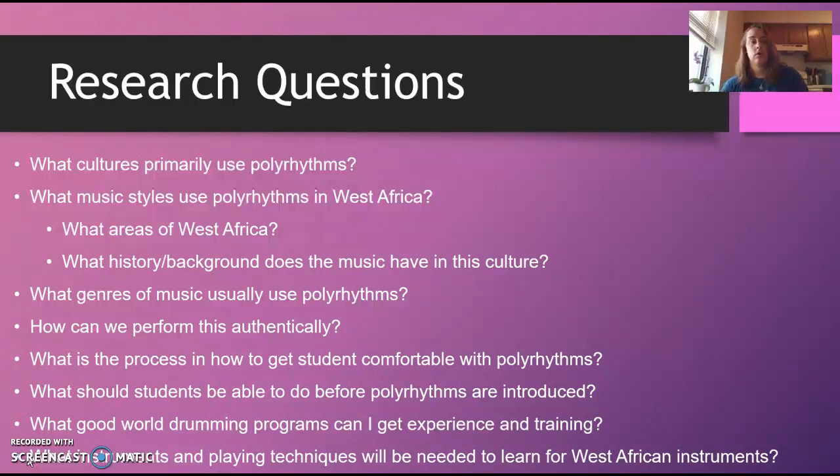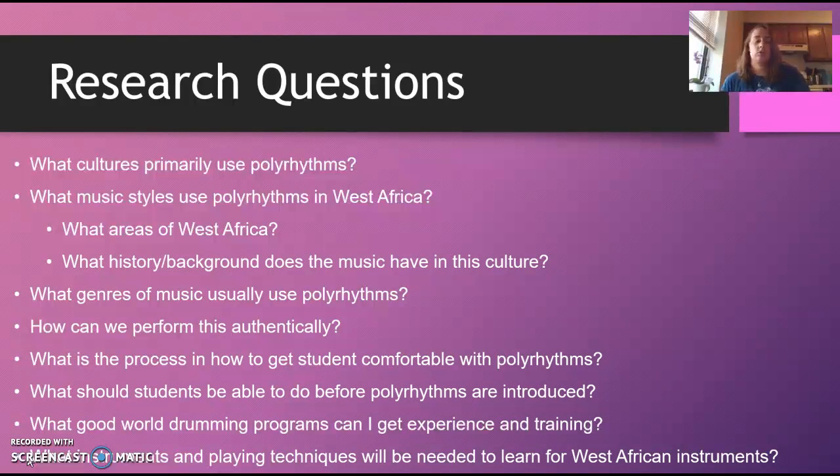And then also along with instruments, what instruments and playing techniques will be needed to learn for West African instruments? For me, it's going to be researching the West African instruments that are usually used in these ensembles. What instruments will I already have with the traveling set of drums that I want to pair this unit up with? What instruments would I need to look for? What instruments would be good substitutes for ones that I don't have?